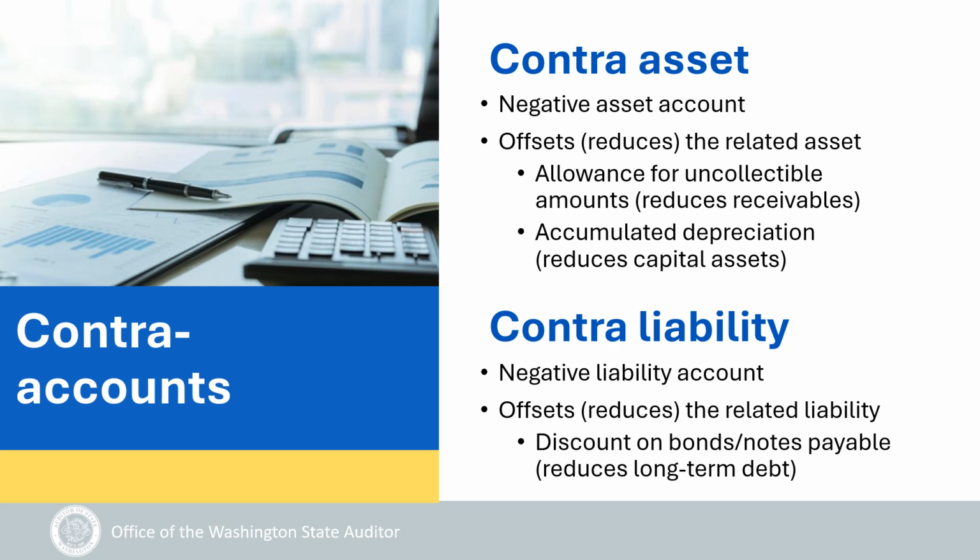Another contra asset account is accumulated depreciation on capital assets. The accumulated depreciation is subtracted out of the capital assets to show net capital assets. And we'll walk through an example of this in our journal entries later. We also have contra liability accounts, which are negative liability accounts. Just like contra asset accounts, the contra liability accounts are combined with the related liability account to reduce it. An example of that would be a discount on bonds payable.